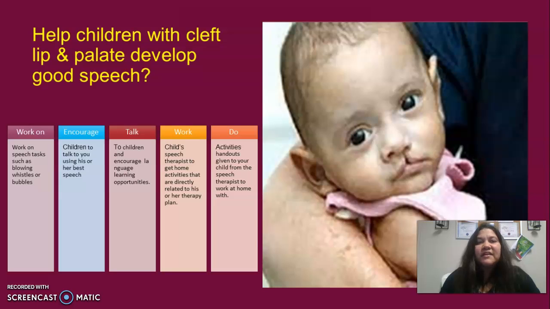Help children with cleft lip and palate develop good speech. Work on speech tasks such as blowing whistles or bubbles. Encourage children to talk to you using his or her best speech. Talk to children and encourage language learning opportunities. Work with your child's speech therapist to get home activities that are directly related to his or her therapy plan. Do the activity handouts given to your child from the speech therapist to work at home.